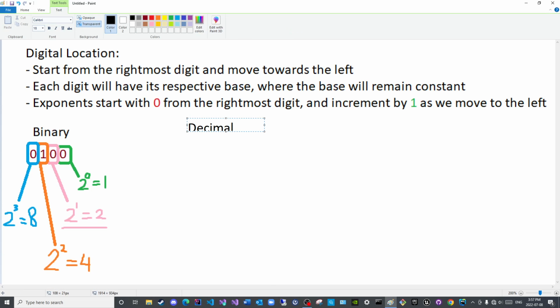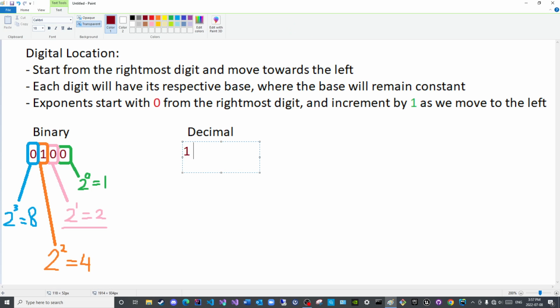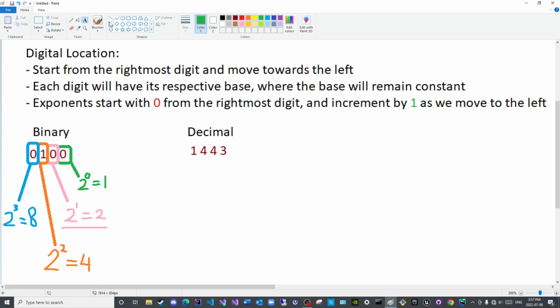Now for decimal, so we will repeat what we covered again, but we will use four digits and it will be quicker this time. 1443. What is the name of this digit? This is to the base 10 because it is decimal. To the power of what? What is the exponent? We always start from 0 when we start from the right. 10 to the power of 0, which is equal to 1. So this is the ones digit.